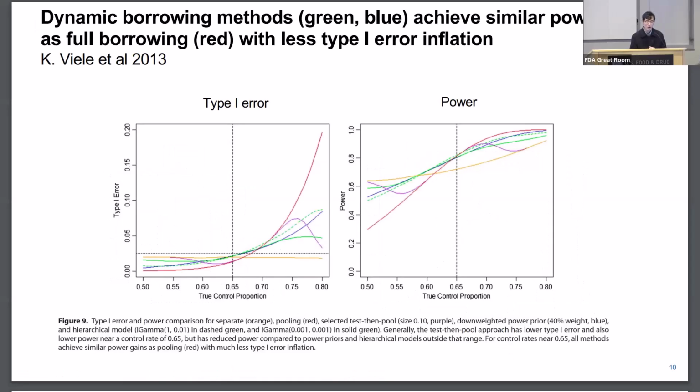In a publication published about 10 years ago, they discussed that dynamic borrowing methods were able to achieve similar power gains, which is the color in green and blue. But the full borrowing scenario, which is more extreme as we described earlier, in red, has more type 1 error inflation. So the dynamic borrowing method can achieve similar power while having better type 1 error control than full borrowing.